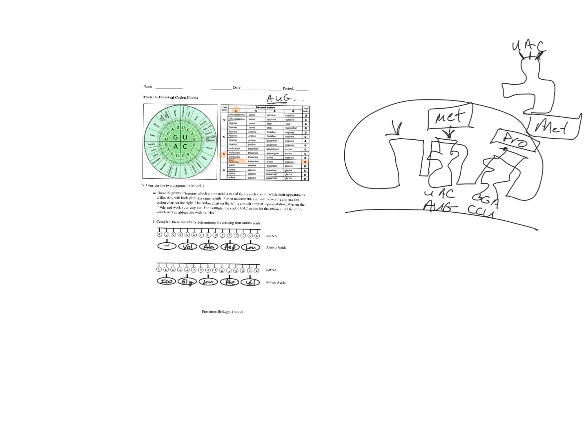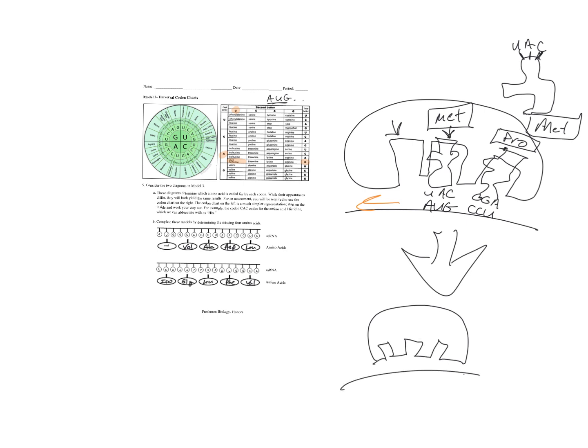So they're going to move in this direction. The mRNA is going to move in that direction. As it moves over, the mRNA is going to move over. And then methionine is going to have a peptide bond to proline. And then the next amino acid in the chain gets put on.